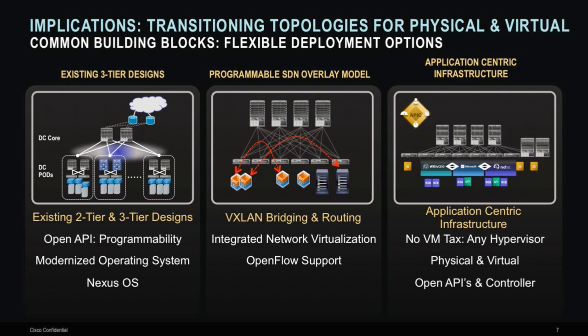So the third picture there actually shows ACI, and it's a lot like the second picture, except we've added APICs at this point. So we get that centralized management, we get that application visibility, the hardware or the physical and virtual layers of visibility, the open APIs.